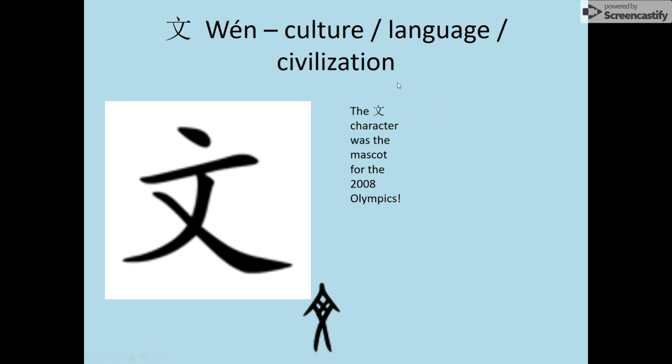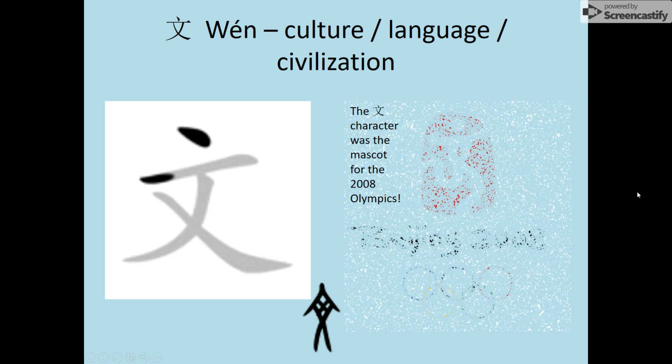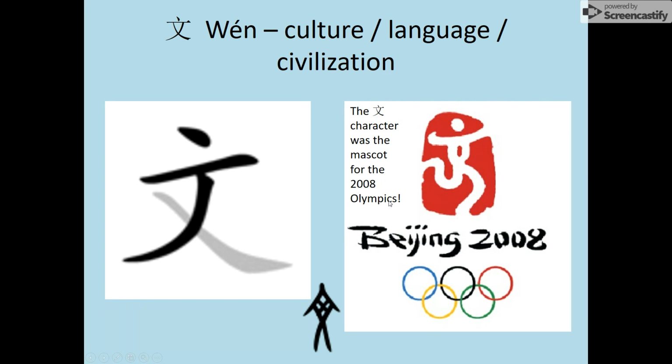Wen means culture, language, or civilization. You can see in its ancient form, it looked like a little person who had a very complex insides because he was cultured. Wen was actually the mascot for the Beijing 2008 Olympics. You could see he looks like a little guy, and they made him do all the different sports. Wen. So please copy down.